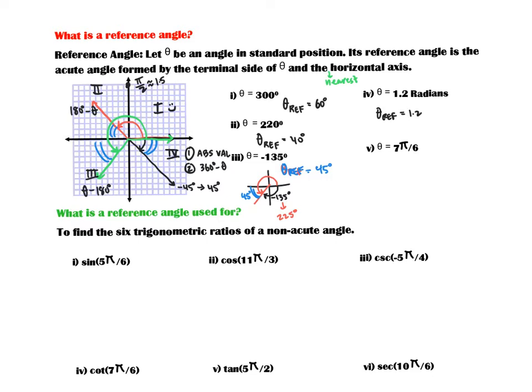Okay, 7 pi over 6. 7 pi over 6 is just past pi. That's into quadrant 3. So to find theta ref, I'm going to take 7 pi over 6 minus pi. So instead of minus 180, I'm going to subtract pi, which will give me a reference angle of pi over 6.